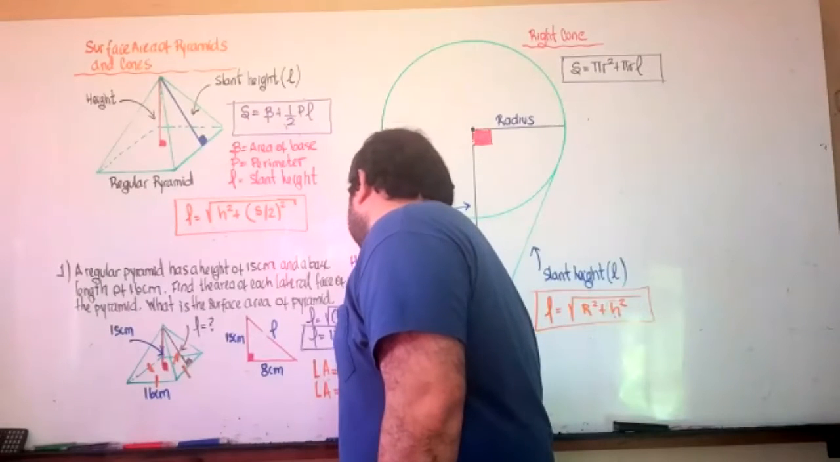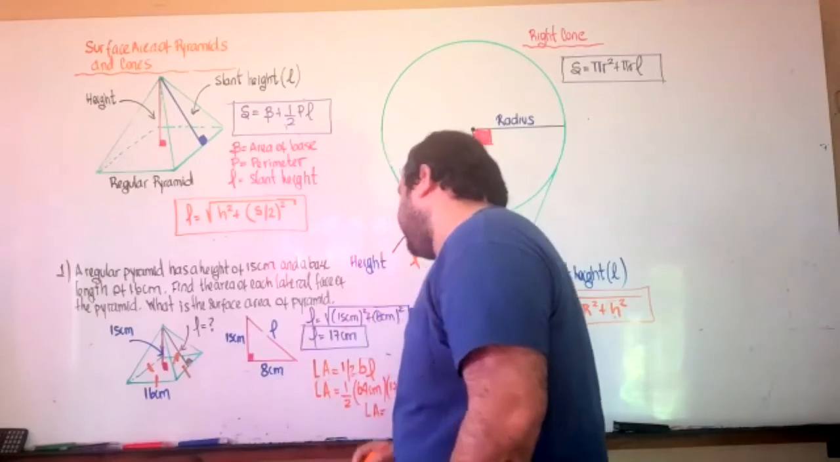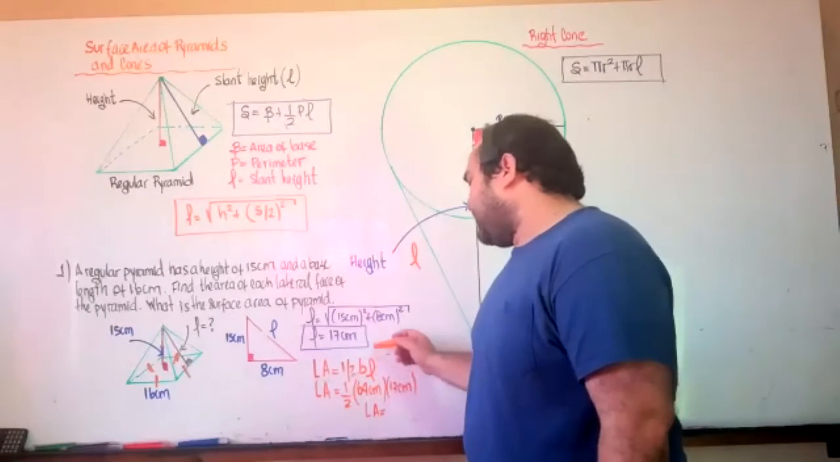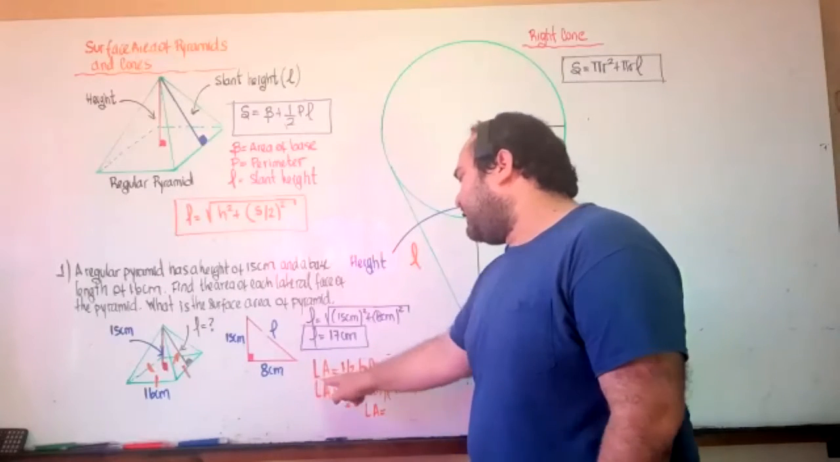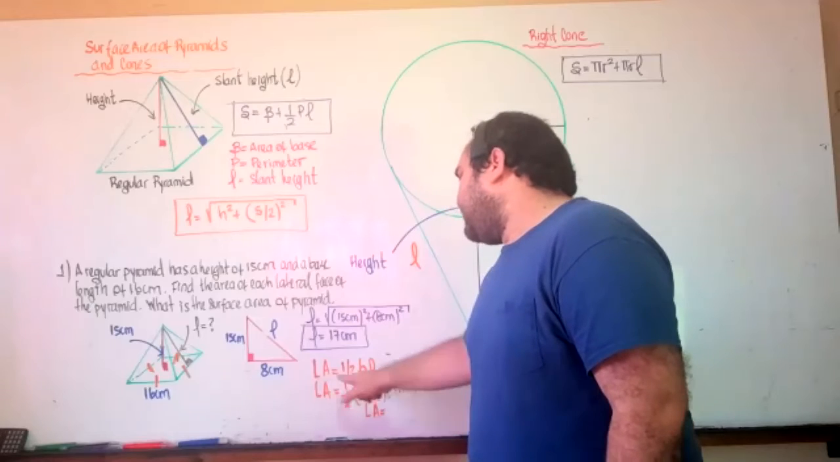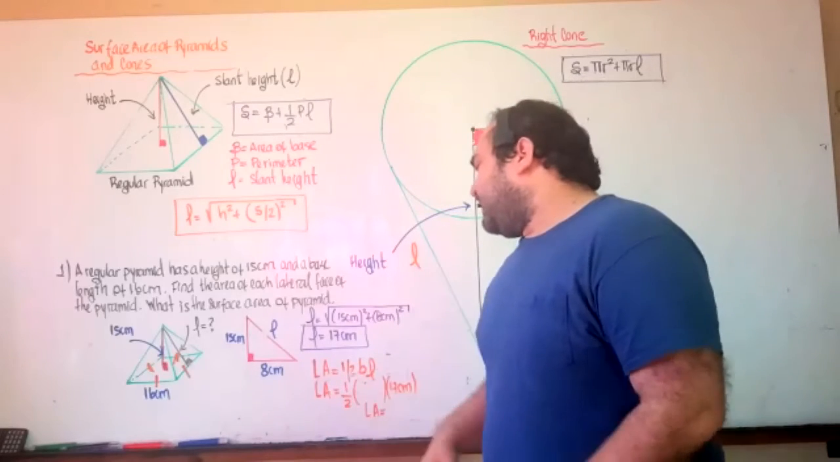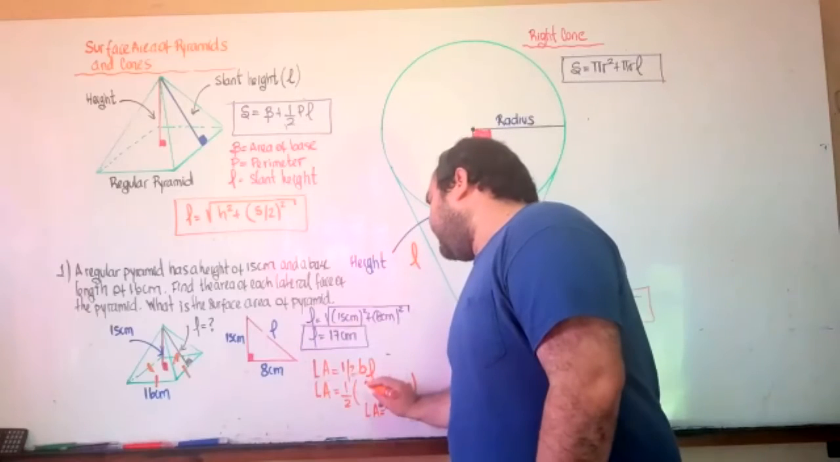Lateral area, this is not B, it's B. The base times length. Sorry, this is the lateral area. My mistake, sorry. 1/2 base times the slant height. And the base is 16.